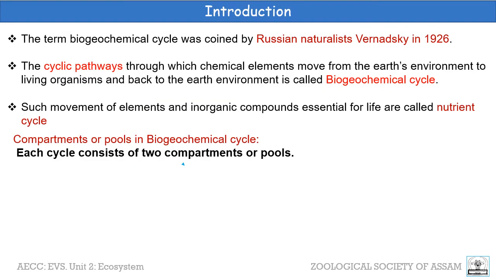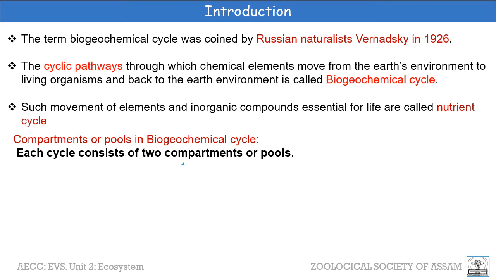Introduction. The term biogeochemical cycle was coined by Russian naturalist Vernadsky in 1926. Bio refers to living organisms and geo to earth, which can be extended to air and water of the earth. And chemical includes the chemical elements like carbon, nitrogen, sulfur, etc., which continuously go around the cycle. So literally it means cycling of chemicals from earth to organism and back to earth.